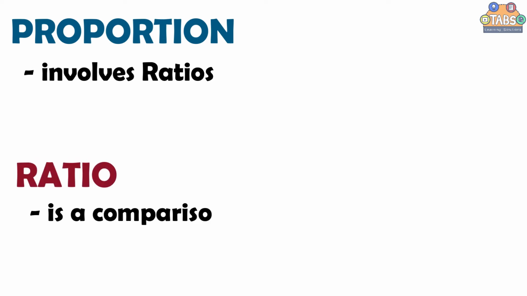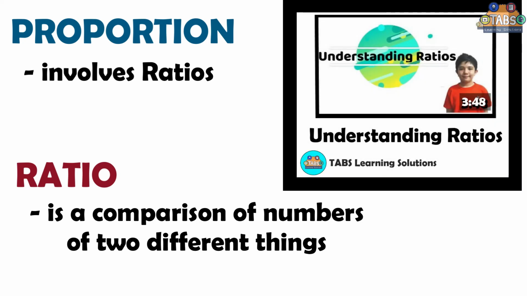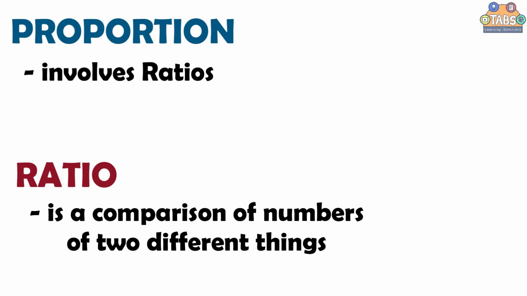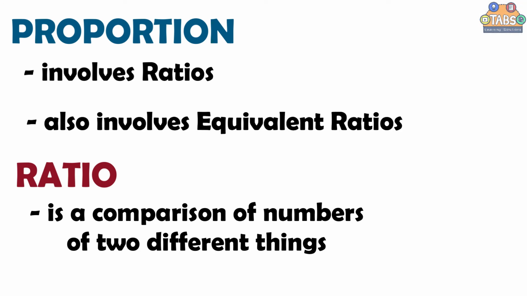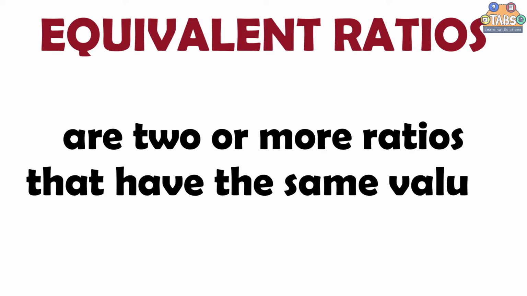A proportion involves ratios. A ratio is a comparison of numbers of two different things. You may watch my video on understanding ratios. A proportion also involves equivalent ratios. Equivalent ratios are two or more ratios that have the same values.